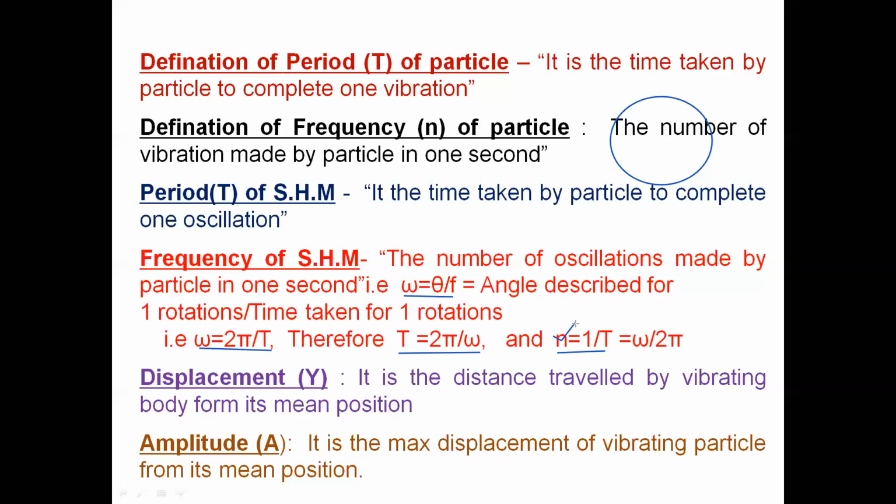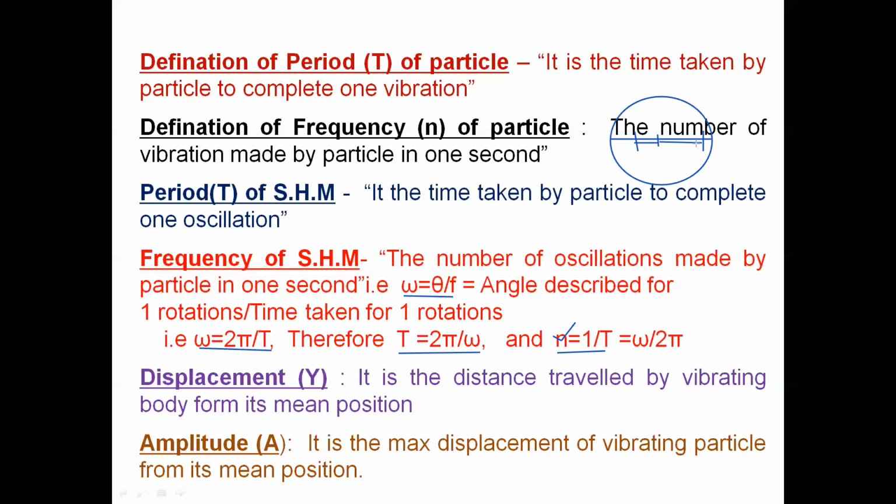n is equal to 1 upon T. Now what is displacement? It is the distance traveled by the vibrating body from the mean position. For example, this is the mean position. From here, how far has it gone? Suppose the body has gone so far. If the body has gone this side so far, then its displacement will be this much. So this much is the displacement.